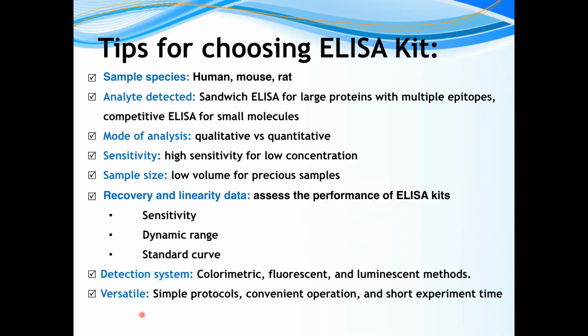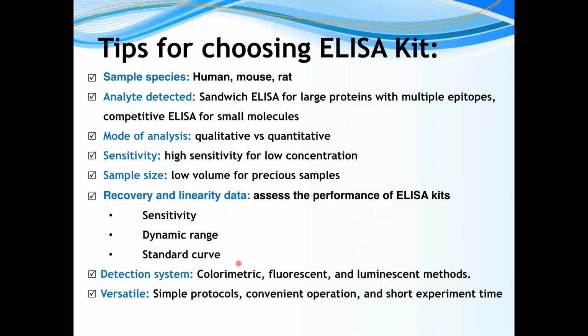The next is that the ELISA kit should be versatile. It should be compatible with different types of biological samples, like human serum, plasma, blood, saliva, urine, cell lysates, and tissue homogenates. It should have a simple protocol, convenient operations, and short experimental time. So these are some of the tips that are very helpful in choosing the appropriate ELISA kit.